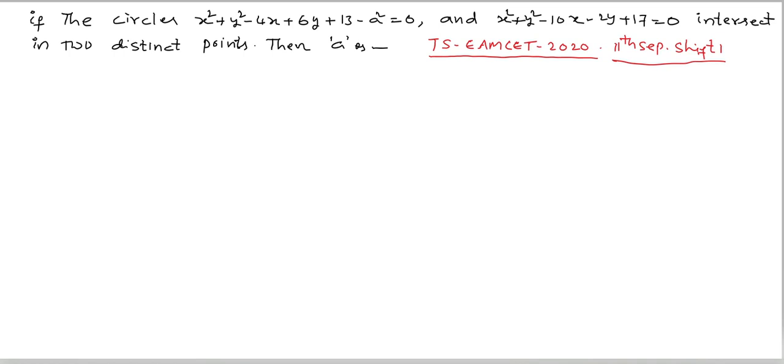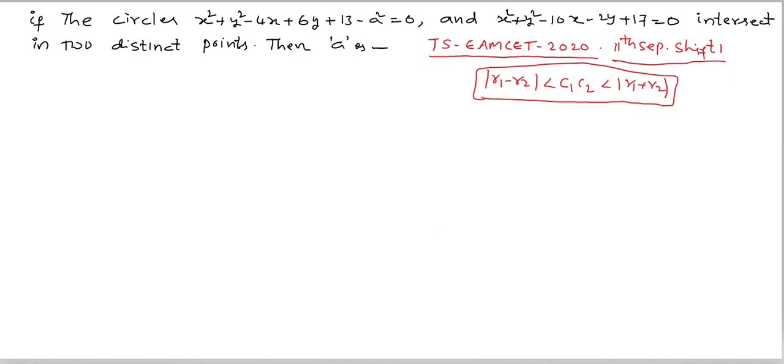If the circles x square plus y square minus 4x plus 6y plus 13 minus a square is equal to 0 and x square plus y square minus 10x minus 2y plus 17 is equal to 0 intersect in two distinct points, then find a. Two circles intersecting in two distinct points means modulus of r1 minus r2 is less than C1C2, which is less than modulus of r1 plus r2. This is the condition for two circles intersecting at two distinct points. This problem is from the TSM set, 2020, 11th September, shift 1 question.